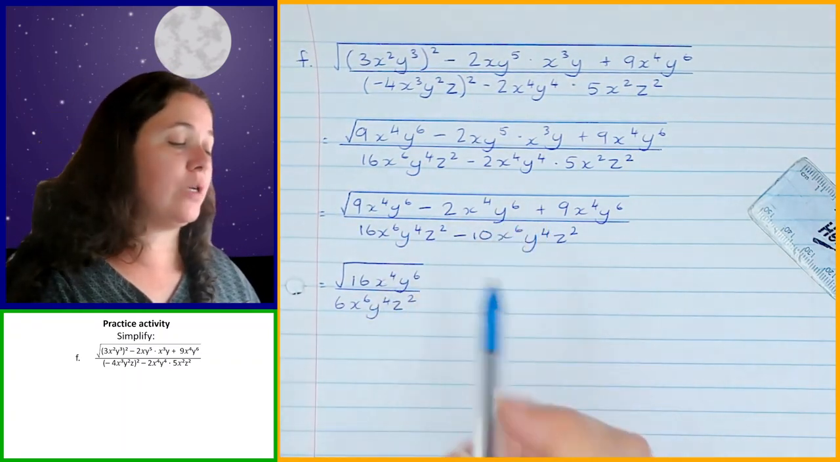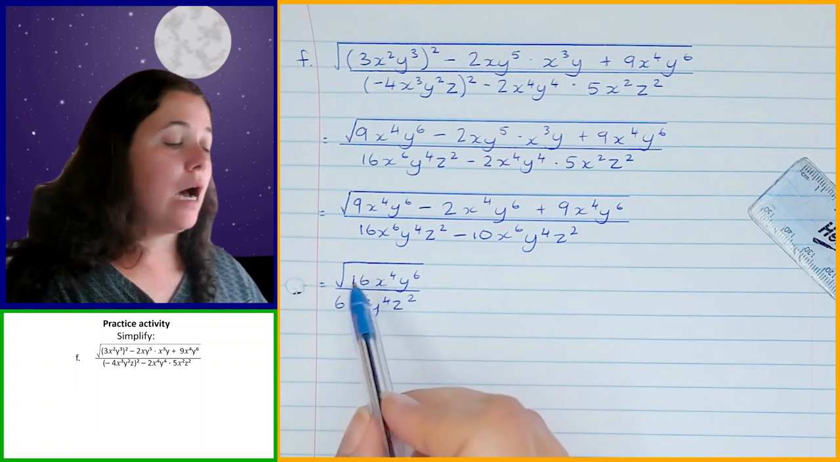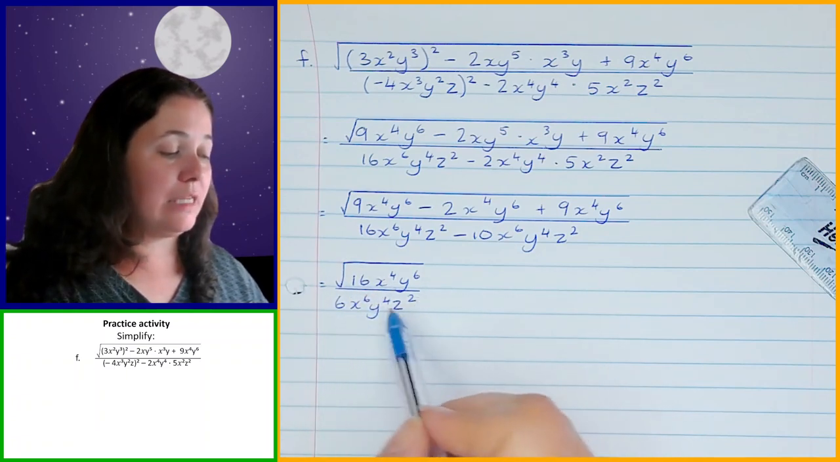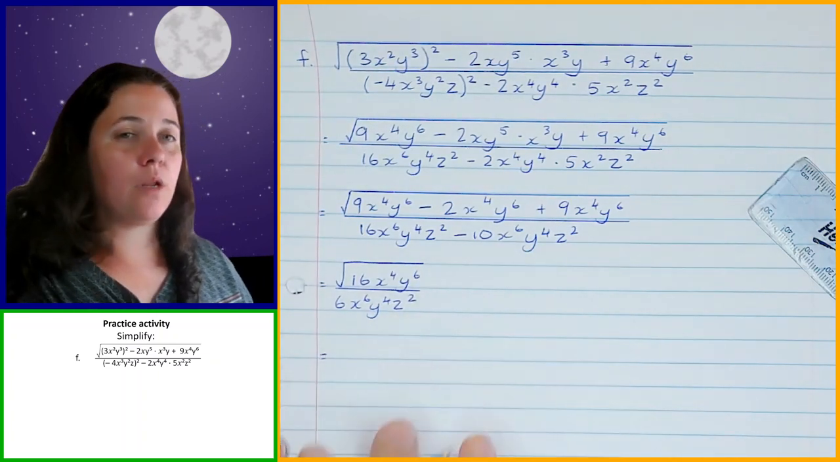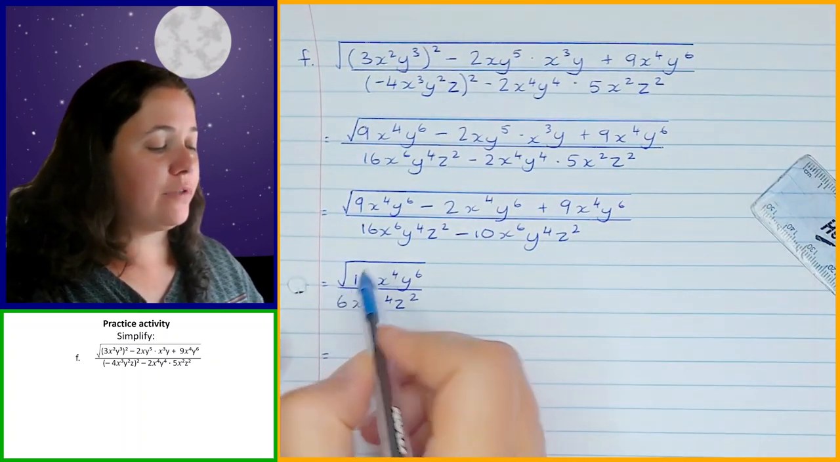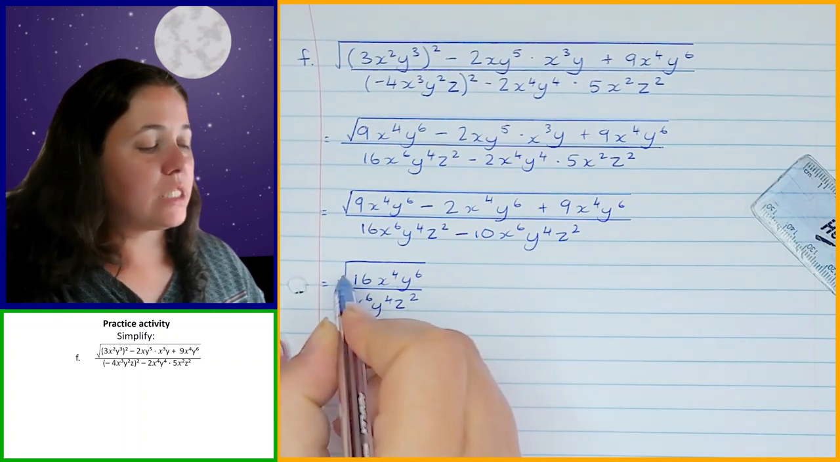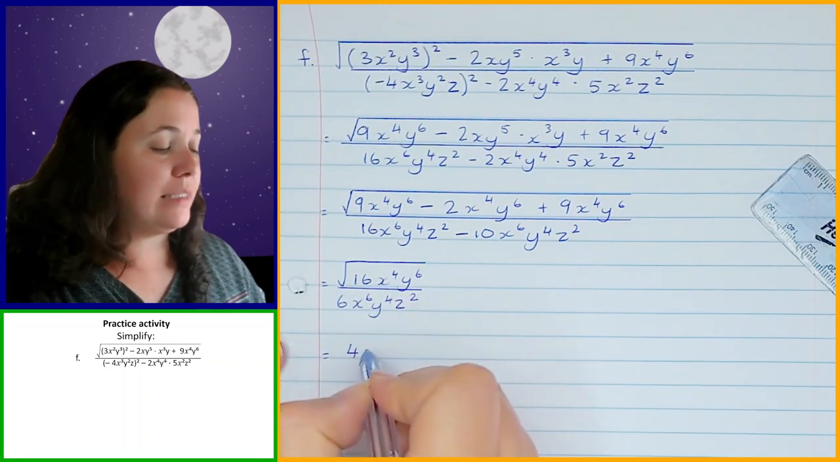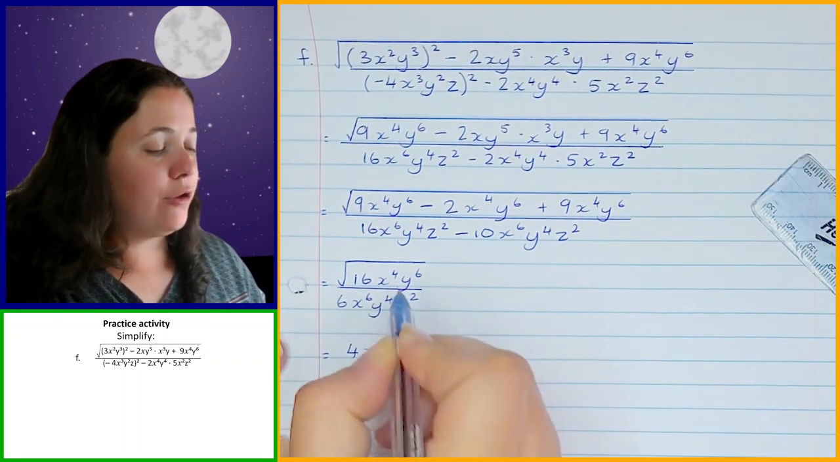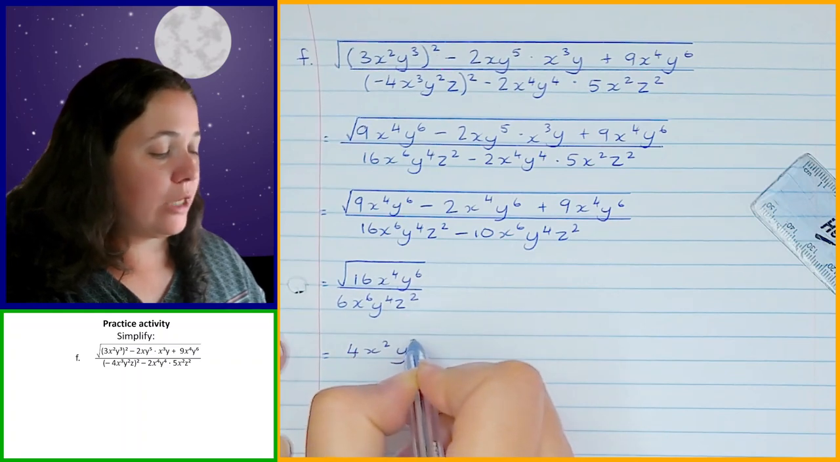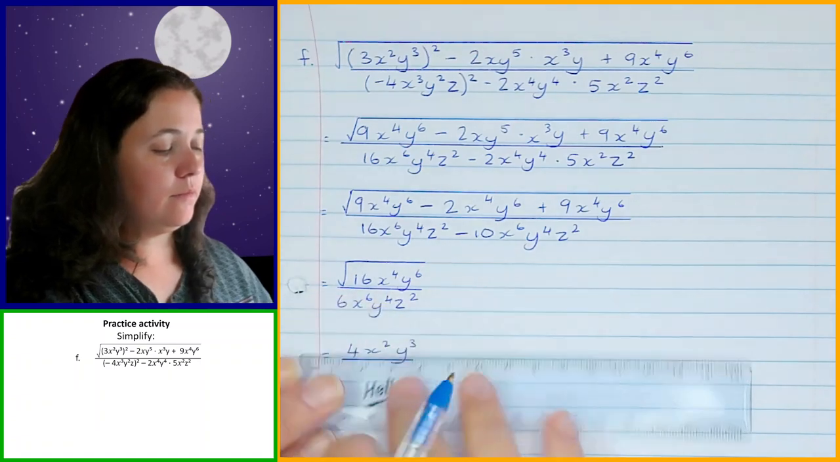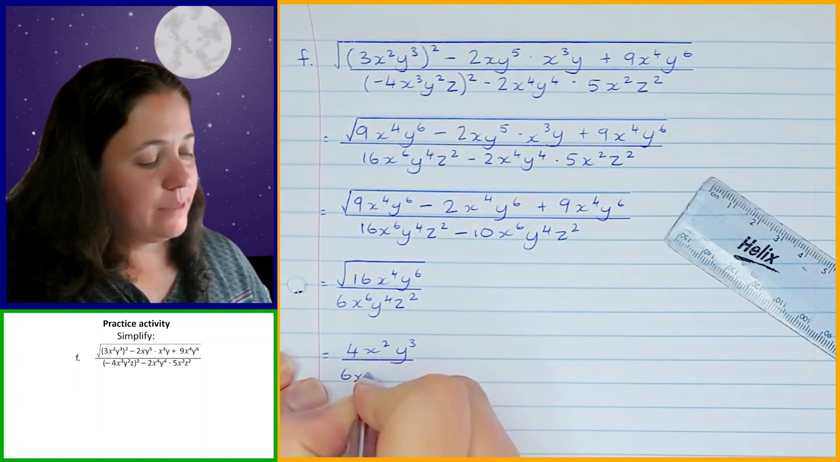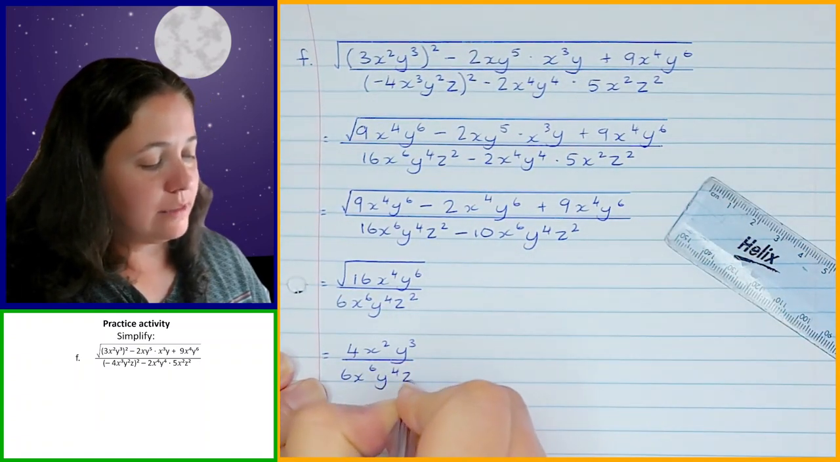The next thing I need to do is this exponent. I don't have any exponents that I need to do over here, but this exponent, which is actually a root, I need to simplify now. Okay, so that gives me the square root of 16 is 4. The square root of x to the power of 4 is x squared, and the square root of y to the power of 6 is y cubed. That is over 6x to the power of 6, y to the power of 4, z squared.